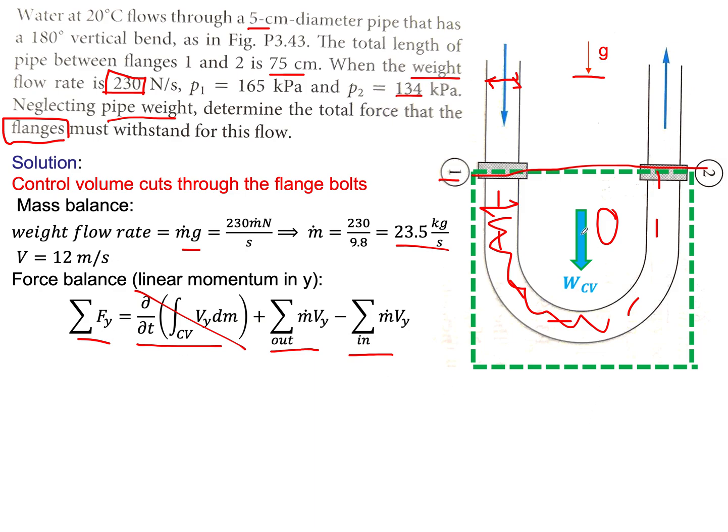So we have the weight of the control volume acting in the y direction. We have the pressure acting compressive and perpendicular, pressure times area, and then we have the flange force, F. So we have the flange bolt force acting.